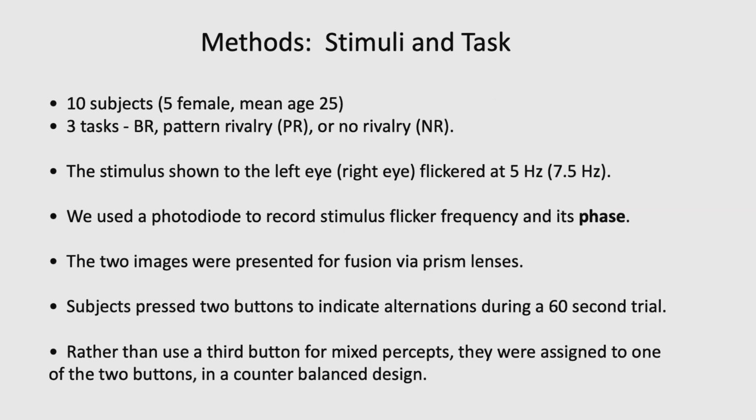So in this experiment, we had 10 subjects. This is an older data set. We were doing dichoptic flicker, and we had a photodiode to record the stimulus flicker and its phase so that we could filter the evoked responses. And we used prisms to provide the visual input, and subjects responded with a button press to let us know which stimulus they saw.